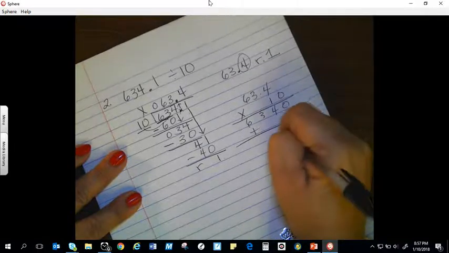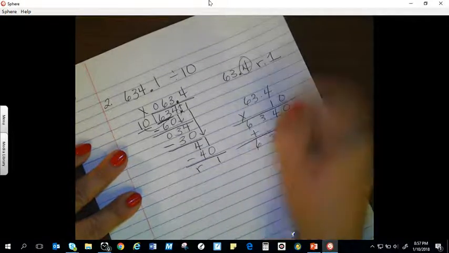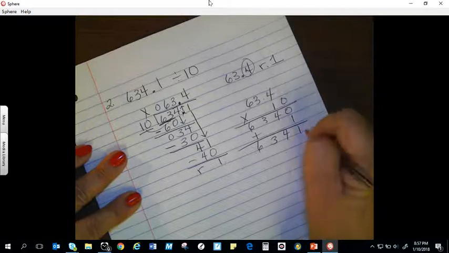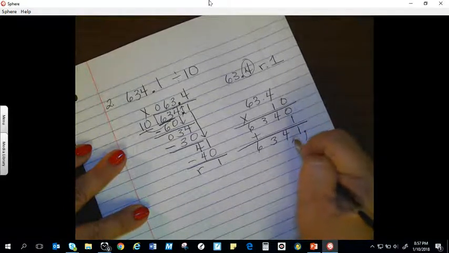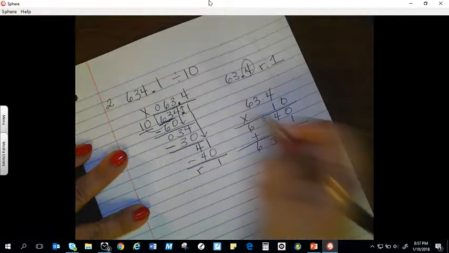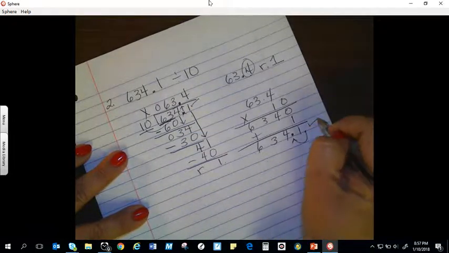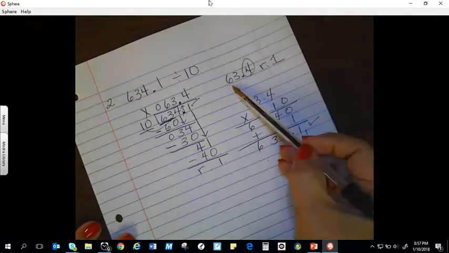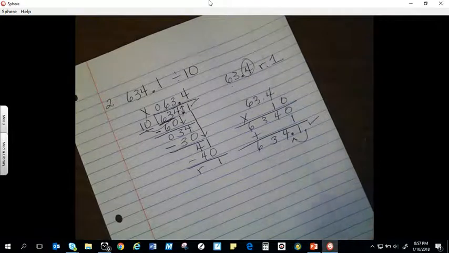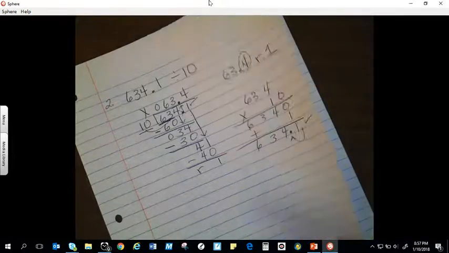I have 1, 4, 3, and 6. I only have 1, so I'm right here. This is where I will always start. And I'm going to move my place value over one spot. And you can see that my answers matched. And my answer is correct. So my answer is 63 and 4/10 with a remainder of 1. Okay, give you a chance to pause it if you need to. Moving on to problem number 3.